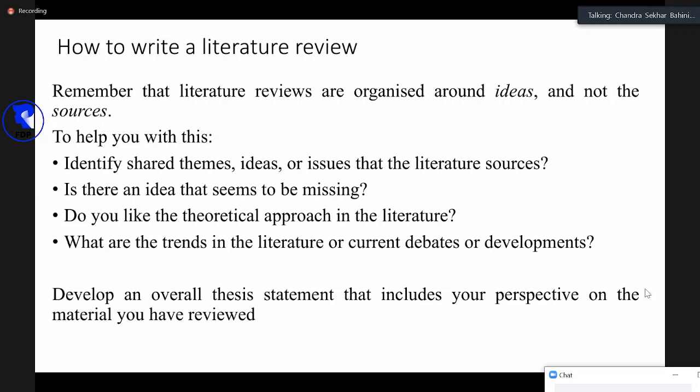Then I'll come back in another paper in Surat city. Author Z told that in Surat city, they have these issues. Then there's another paper in Delhi, where author A told that these are the issues. So this is not a literature review. First, I'll start with ideas.